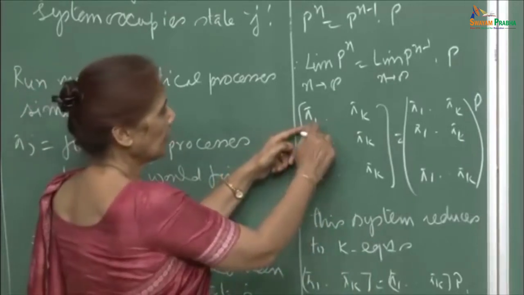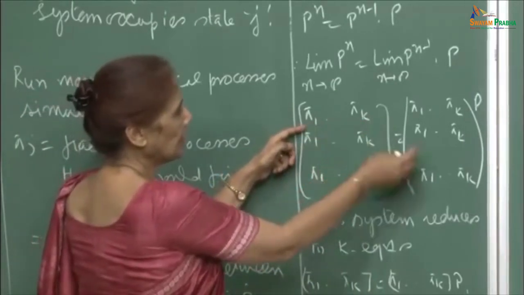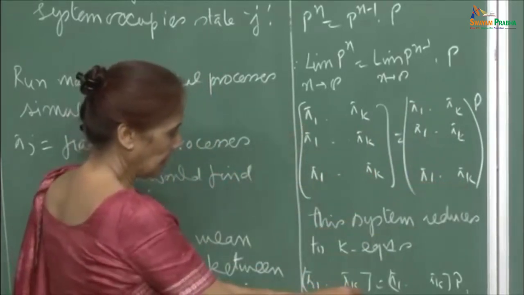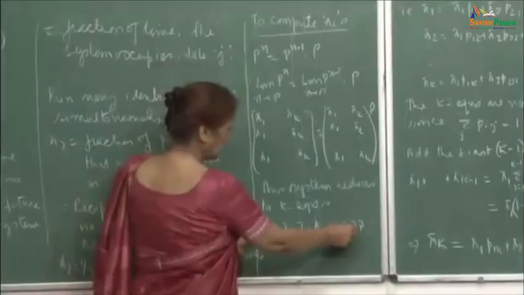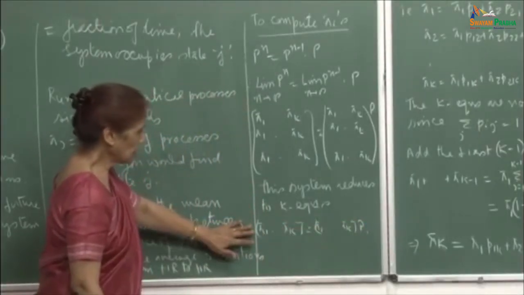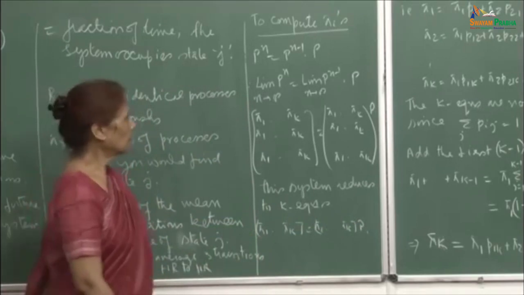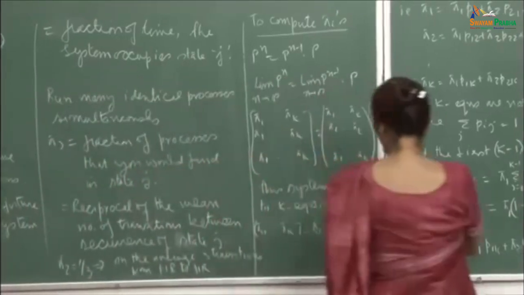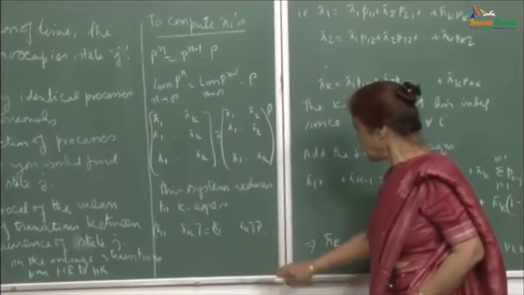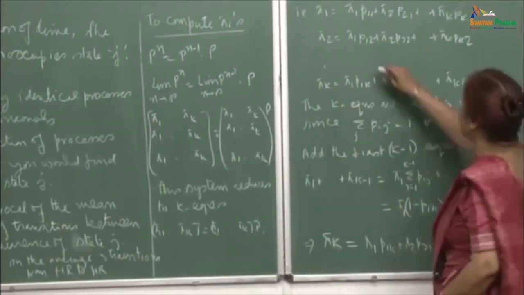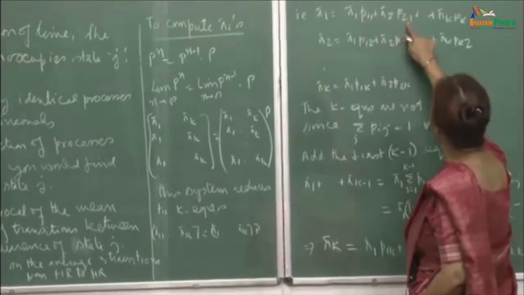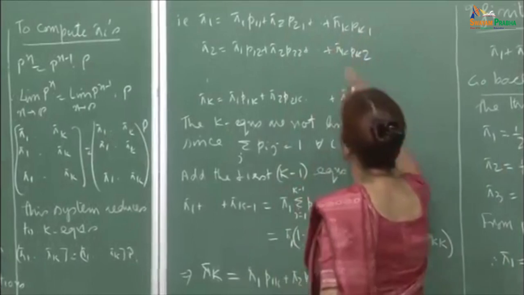That means I can simply equate the first row here to the first row here. So, pi 1 to pi k is equal to pi 1 to pi k times the matrix P. Now, let us write out the equations in detail. The first component here will be this multiplied by the first column of P, so pi 1 P 1 1 plus pi 2 P 2 1 and so on plus pi k P k 1.